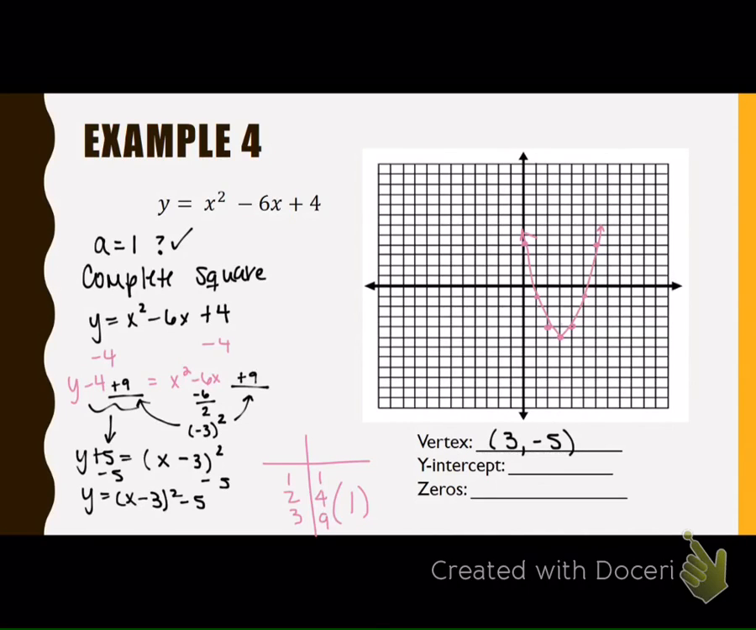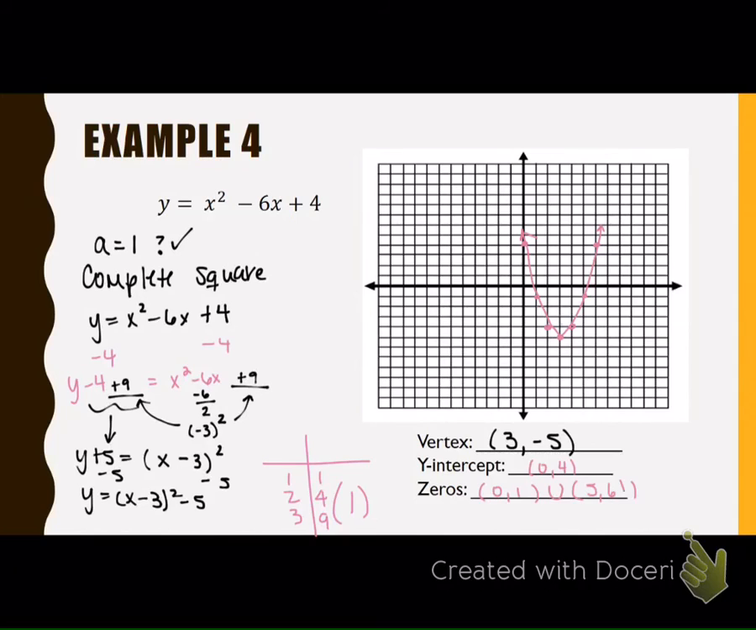What is my y-intercept? There's 2 places you can look for it. Where's my y-intercept? Justin? 0, 4. You can either look for it on your graph or at the end of a standard form equation. Are my zeros at exact points? No. It's between what 2 values? 0 and 1 and 5 and 6. So that's 0, 1, 2, 3, 4, 5, and 6.